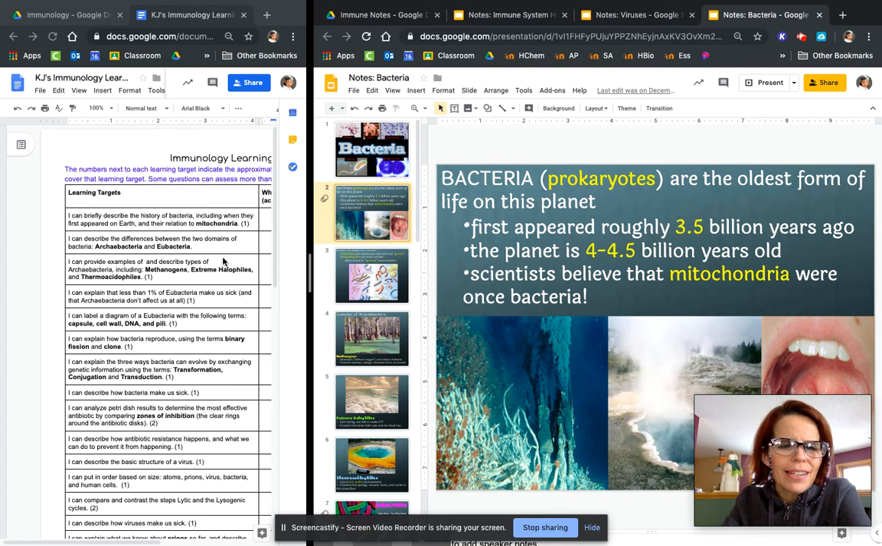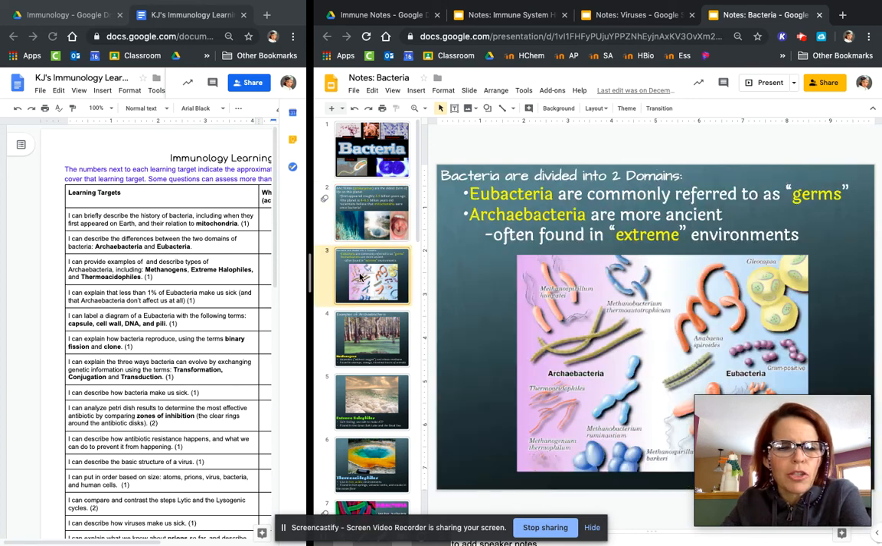Okay, the next one says I can describe the difference between the two domains of bacteria, the Archaebacteria and the Eubacteria. The Eubacteria are the ones that you come in contact with, and some of them, just like 1% of them, might cause infection, might cause disease. The rest of them don't care about you, or they don't affect you in any way. Some of them are even helpful for us. The Archaebacteria are the ancient bacteria that tend to live in more extreme environments.